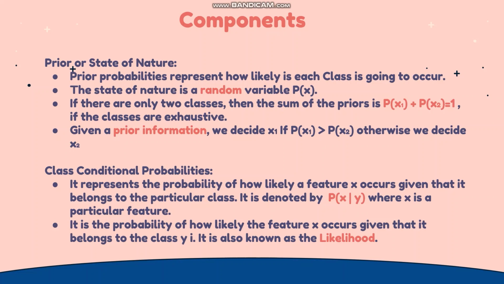Class conditional probabilities. It represents the probability of how likely a feature X occurs given that it belongs to a particular class. It is denoted by the probability of X given Y, where X is the particular feature. And also it's the probability of how likely the feature X occurs given that it belongs to the class Y. It is also known as a likelihood.